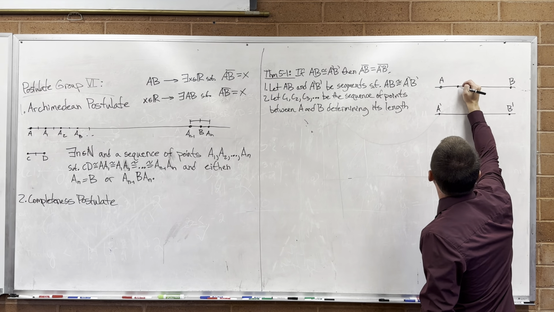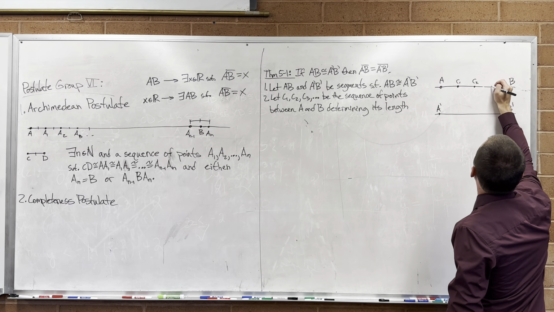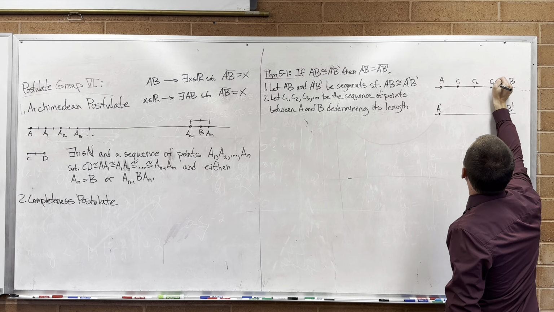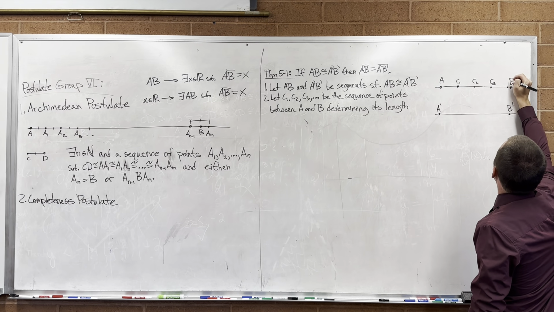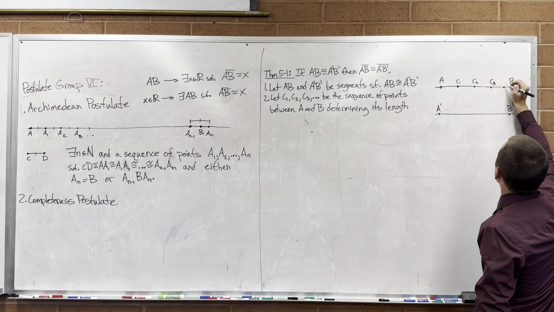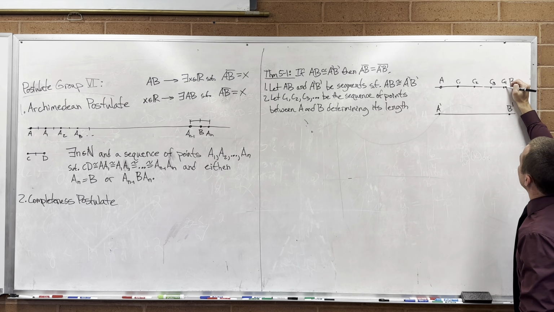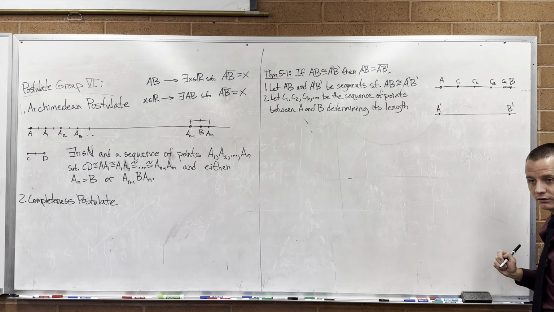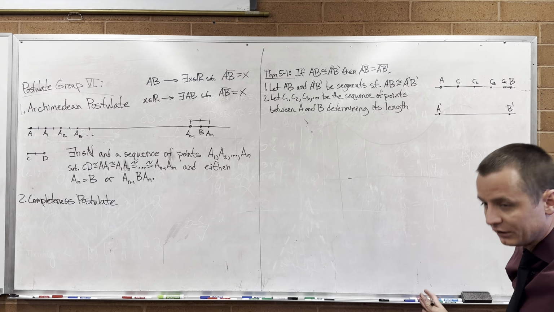So maybe C1 would be here, C2 would be here, C3 would be here, C4 would be here. That lined up too closely. Pretend C4 only went to there. And now we need to change our unit lengths. And so now we'll have C5 here, C6 here, C7 here, C8 here. And then we need to change our unit lengths. C10, C12. Right. Maybe there's infinite, maybe it terminates.